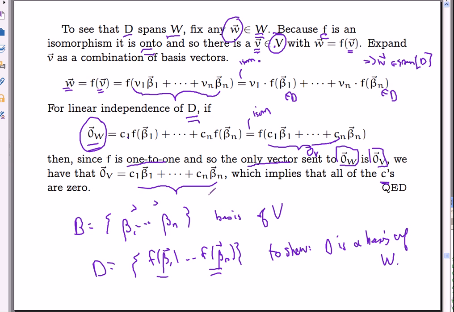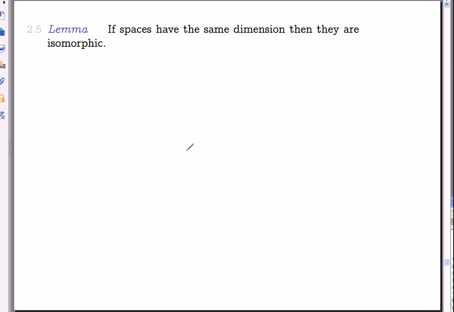So that completes the proof that the vectors in D both span the vector space W and are linearly independent. That implies that D is a basis of W. Now, what we've shown is that if two spaces are isomorphic, then they have bases with the same number of vectors. So in other words, they have the same dimension. Let's show this the other way, that if two spaces have the same dimension, then they're isomorphic. And that will complete the identification of dimension with isomorphism.